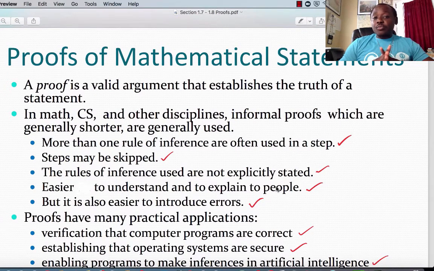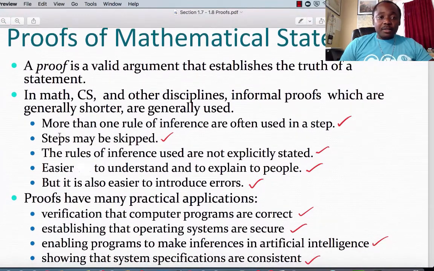In mathematics, in computer science, and in many other disciplines, informal proofs, which are generally shorter, are used. And those kinds of proofs have a few things in common. Number 1, more than one rule of inference is often used in a step. Steps may be skipped. The rules of inference used are not explicitly stated. It's easier to understand and to explain to people, but it is also easier to introduce errors. Therefore, it becomes very necessary that we introduce rigorous mathematical proofs.